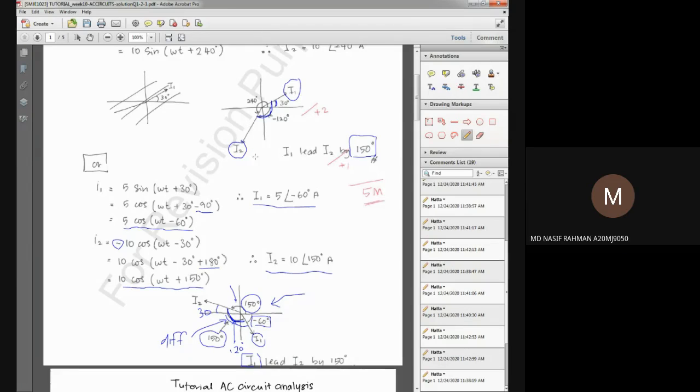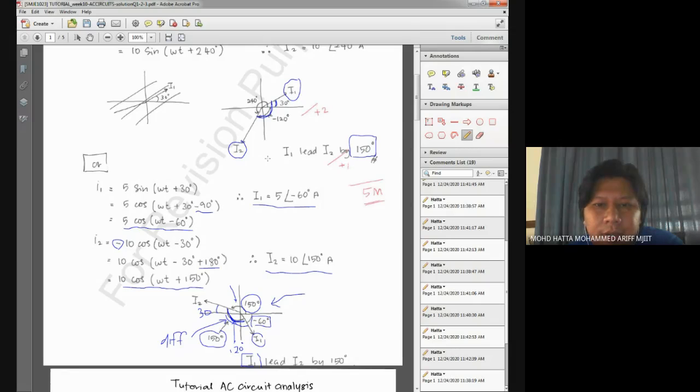Sir, can we write that I2 leads I1 by 210 degrees? Is that correct? Wrong. You cannot write that one. Yeah, it's a bit confusing, right? Which one should we take as the phase difference? Because the phase difference over here should be 150 degrees.